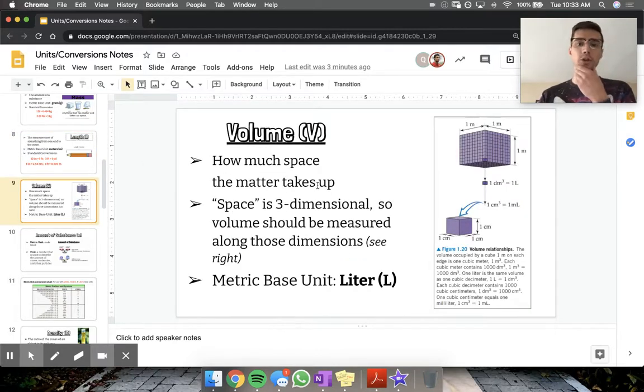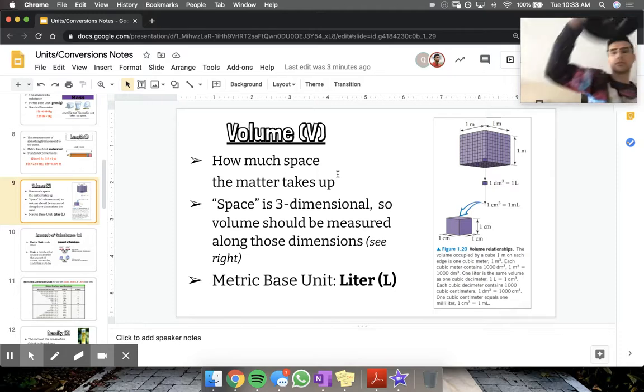Volume. So volume measures how much space something takes up. Now, a good way to think about this is if you're packing things to go on a road trip or move, right? You're packing stuff into a box. So if I had like this water steamer, or this water heater for tea, okay?